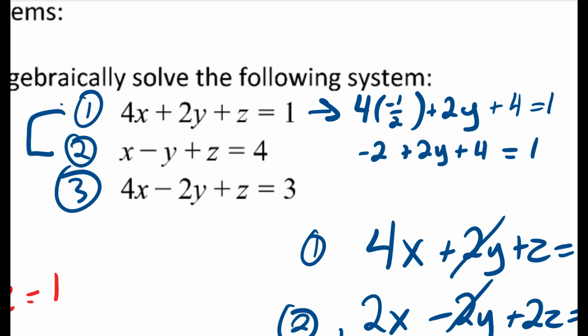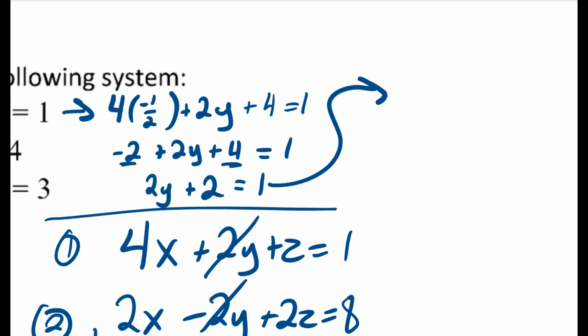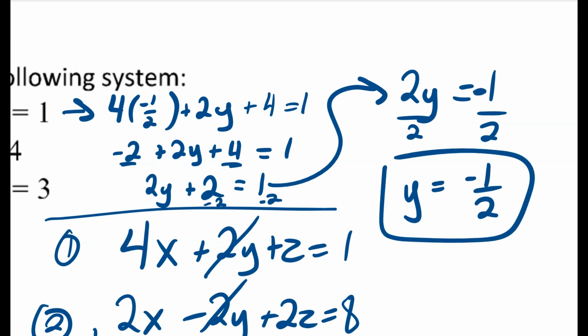And if I simplify a little bit further, I have 2y plus 2 equals 1 if I combine the negative 2 with the positive 4. And if I subtract 2 on both sides, I get 2y equals negative 1. And when I divide out the 2, I get that y is also negative 1/2.